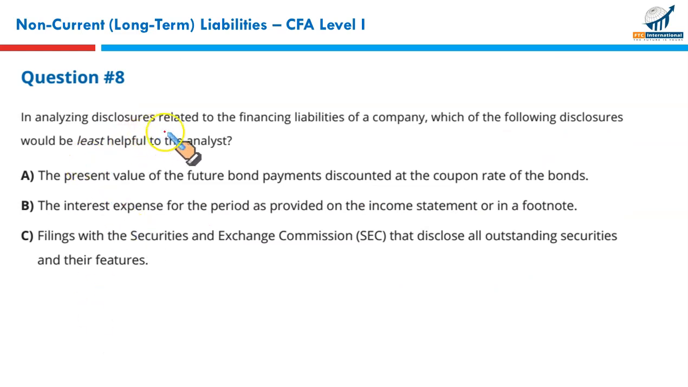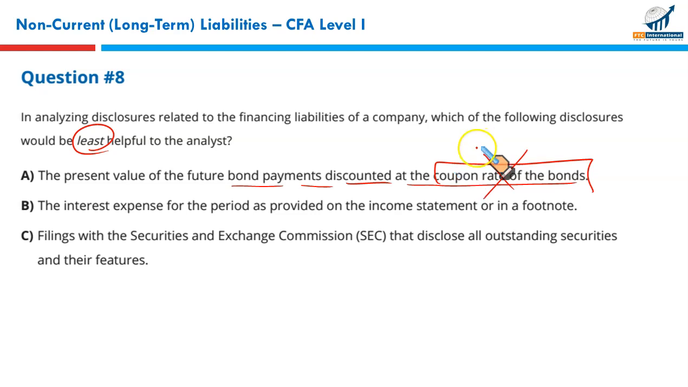In analyzing disclosures related to financing liabilities of a company, which of the following disclosures would be least helpful to the analyst? Least helpful, mind the word. The present value of the future bond payments discounted at the coupon rate of the bond. First of all, discounting is done, but we do not use the coupon rate. Discounting of principal and interest is done at the effective rate that was prevalent at the date of the issue of the bond. Coupon rate is not used for discounting. First of all, this is wrong.